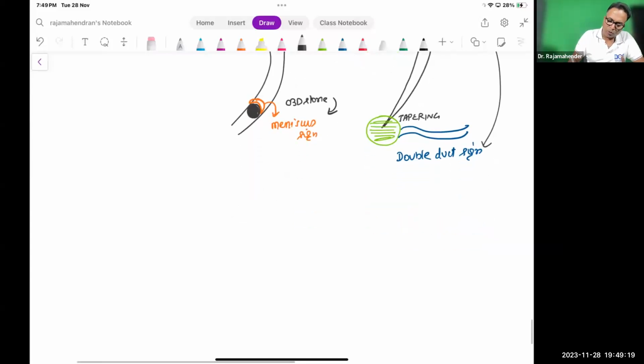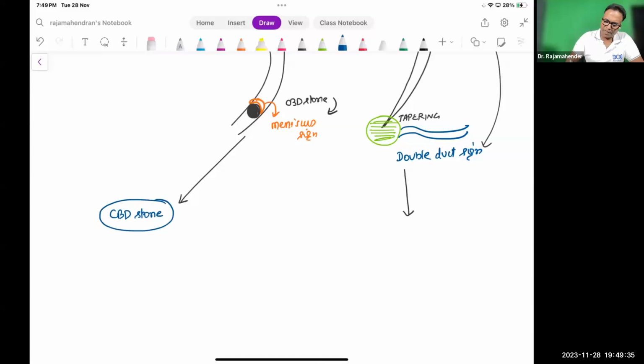And now, what am I going to do further? So if it is a cancer, what will I do? If it becomes a stone, what will I do? It has become a CBD stone. What should I go for next? A patient is having a CBD stone. Patient is having a cancer somewhere in the pancreas. So cancer in the pancreas and cancer in the bile duct, whatever it is. Now I should go for the next step.